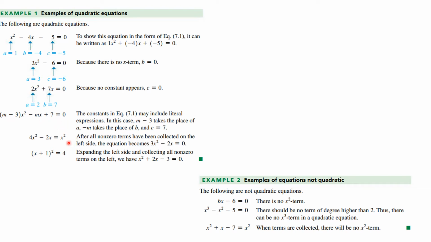Here, this is also a quadratic equation because you can rearrange it so it looks like 3x squared minus 2x equal to 0. This is also a quadratic equation because if you were to FOIL this, take x plus 1 times x plus 1, you would get this. So those are all examples of quadratic equations.